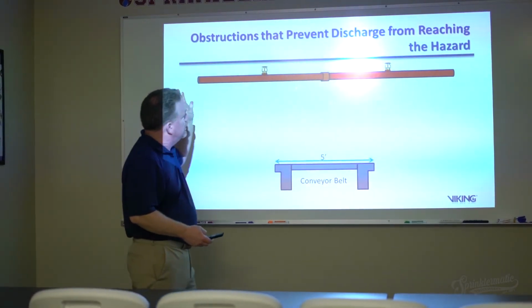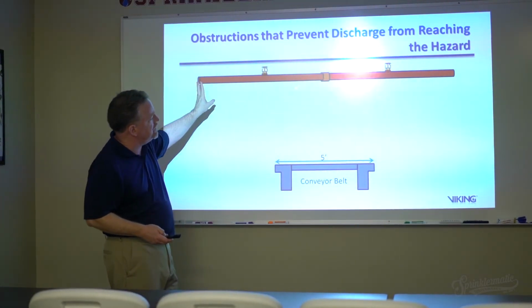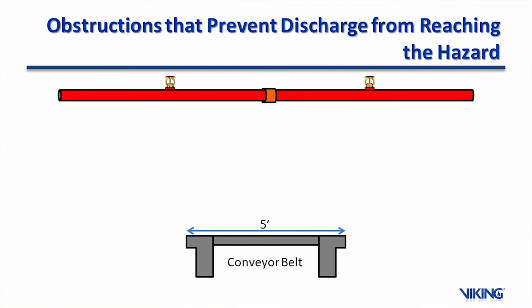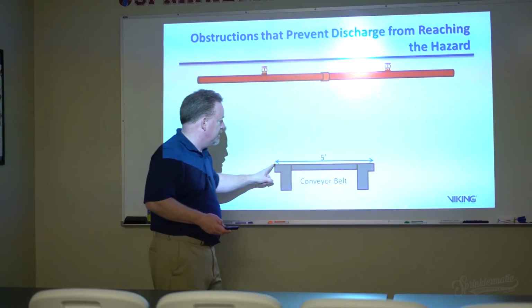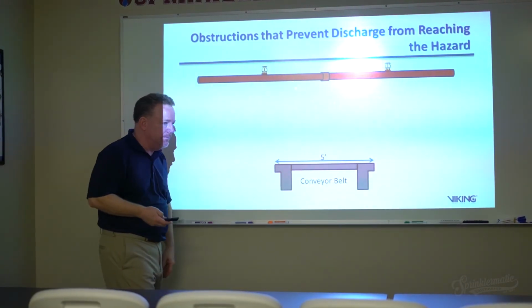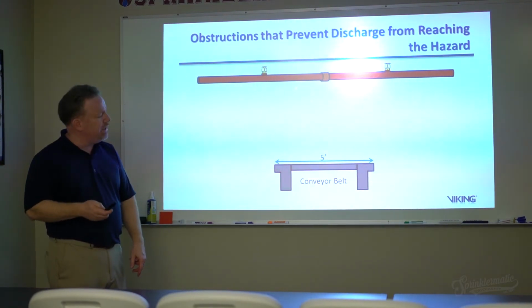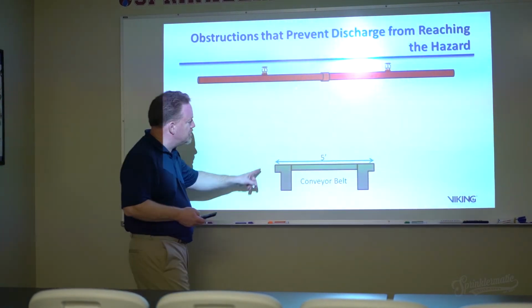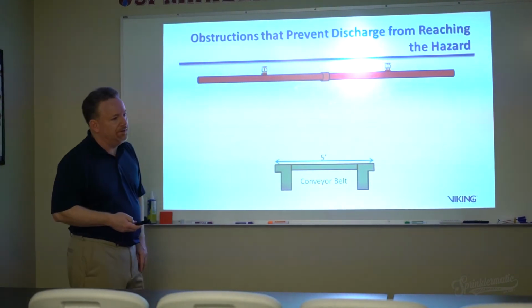Okay, so obstructions that prevent discharge from reaching the hazard below. If I've got my sprinklers up above here, and again, we're standard spray pendant and upright only so far, and I've got a 5-foot obstruction down below, what's the maximum? 48 inches. So I would need to figure out how I'm going to provide protection underneath there.